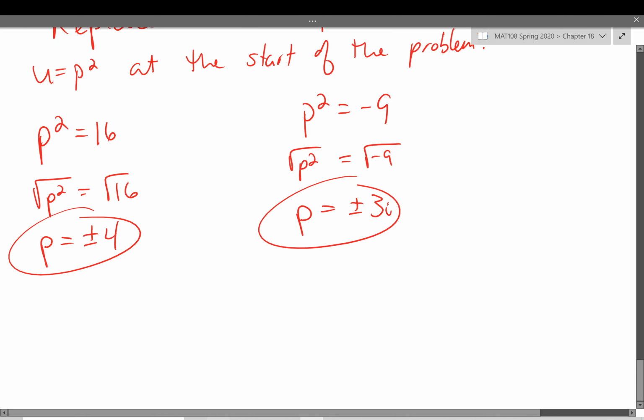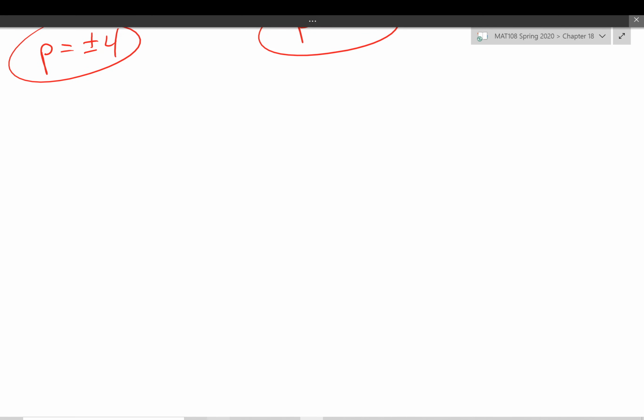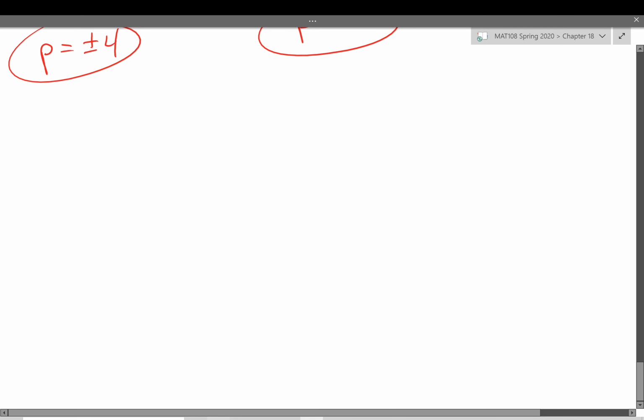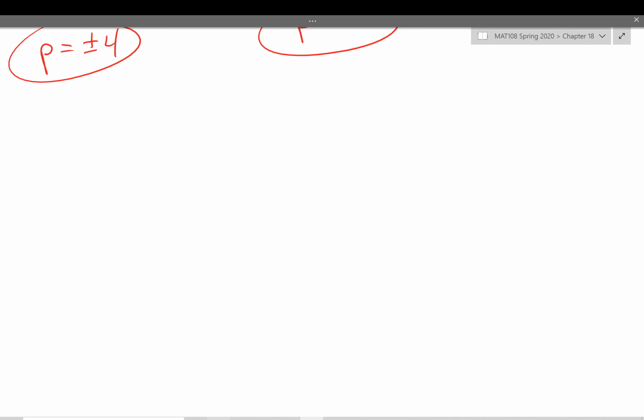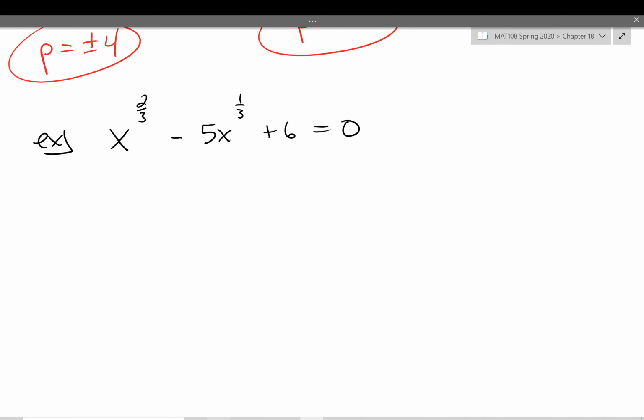Okay? All right? So we got one more example to do. This one is going to look like the most difficult, but it's not, because I'm going to show you what we do. So the last example here, x to the 2/3 power minus 5x to the 1/3 power plus 6 equals 0. Okay? Now I know you're looking at the fractions and you're like, oh, I hate them. And like I said, I agree with you. I don't like them either.